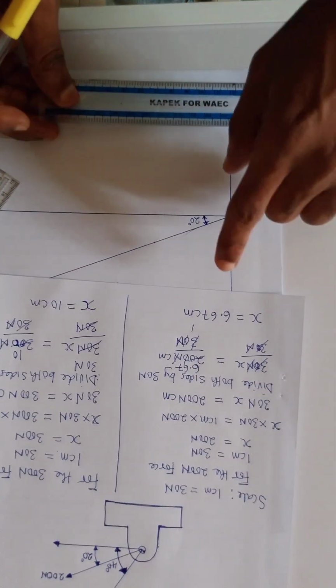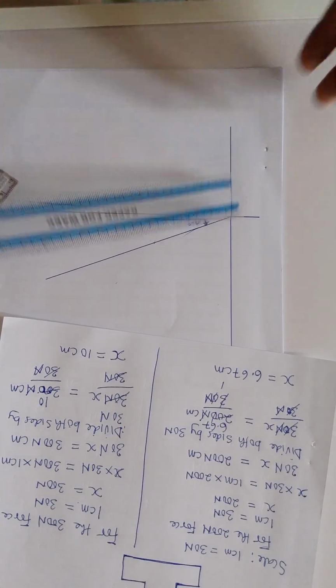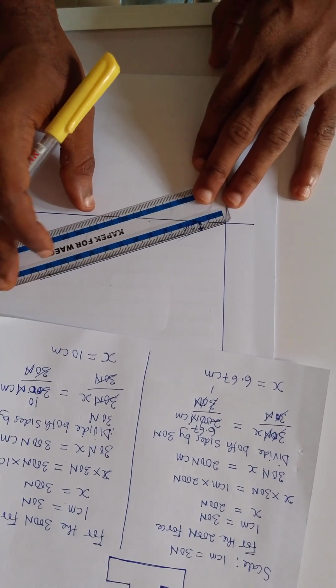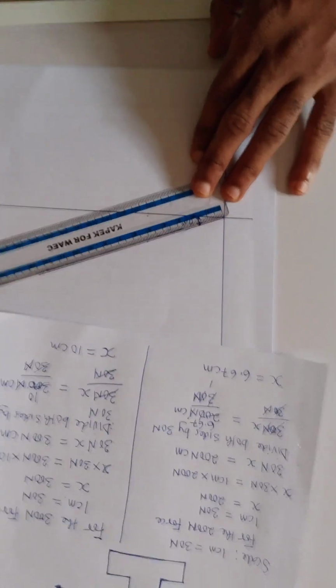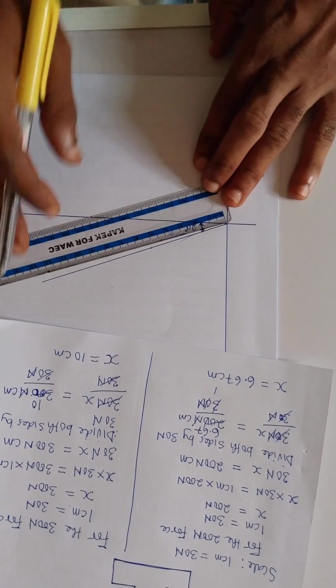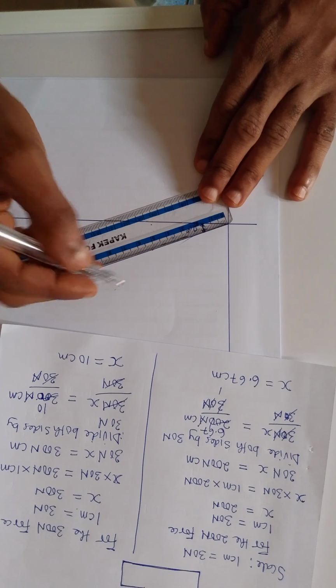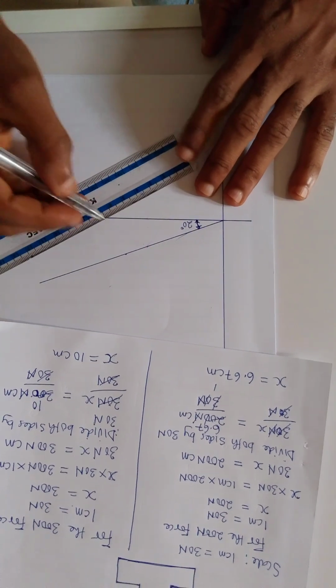But what is the length? From our own calculation using a scale, the length is 6.6 cm. So I'll pick my rule and measure 6.6 cm. From my rule I have 0, 1, 2, 3, 4, 5, 6, 6.5, 6.7. Okay, let me place it somewhere here. That is where it is.